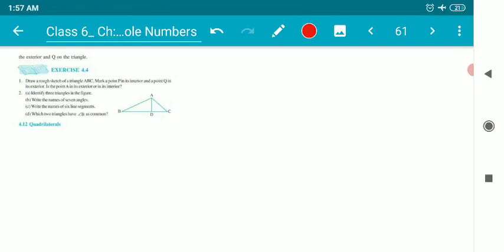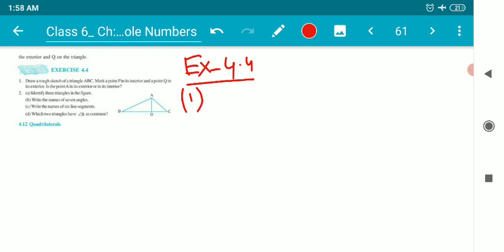Children, we have been dealing with chapter 4, that's about basic geometrical ideas. So, as of now, we have completed till question number 5 of exercise 4.3. So, here we are going to give a start of exercise 4.4, question number 1. Let us understand this question.